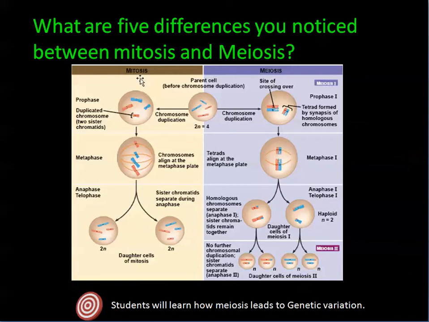Another difference, mitosis ends in diploid cells, where meiosis ends in haploid. Let's see, what else? Also, meiosis has 2 cell divisions, where mitosis has 1. That's all I can think of right now.